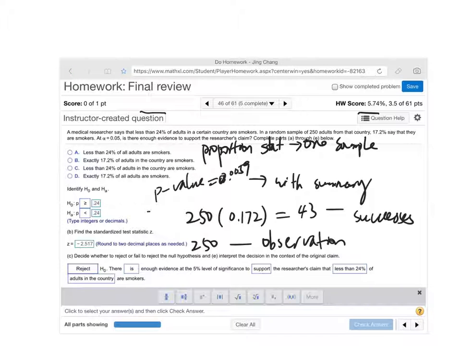So based on the p-value, we'll reject the null hypothesis, and that means there is enough evidence to support the claim, because my claim is HA. So if you reject H0, that means you will support the HA. That's how we solve this problem.